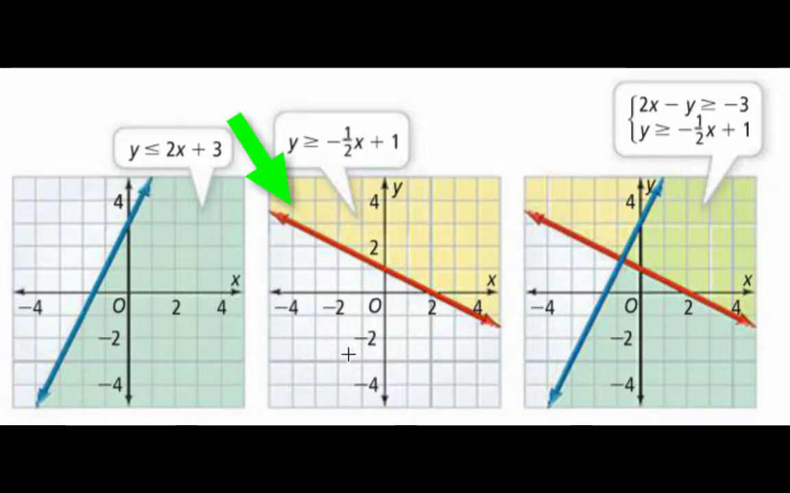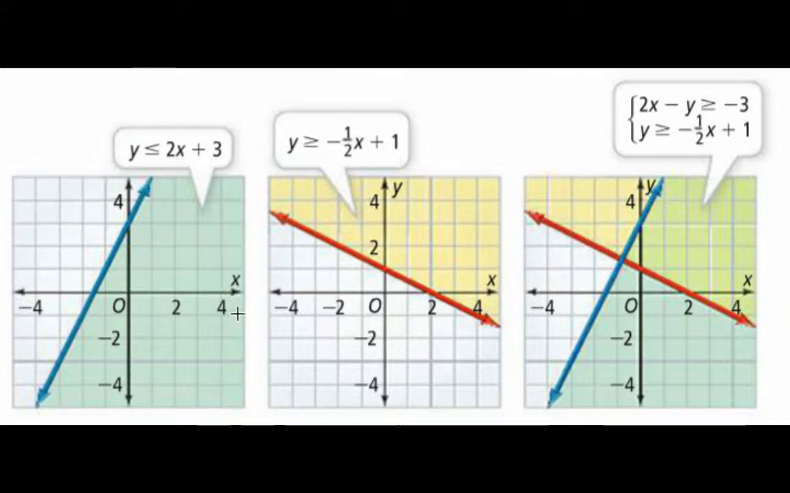Our second graph is the graph of y greater than or equal to negative 1/2 x plus 1. The red line is the boundary line. It is also solid because the inequality has an equal to part, and we know that we're shading above that line because of the inequality. We can, as always, choose a test point if we're not sure.